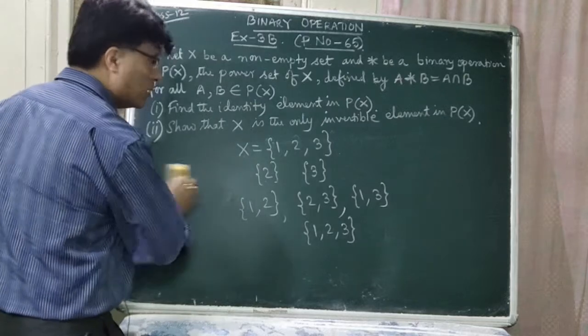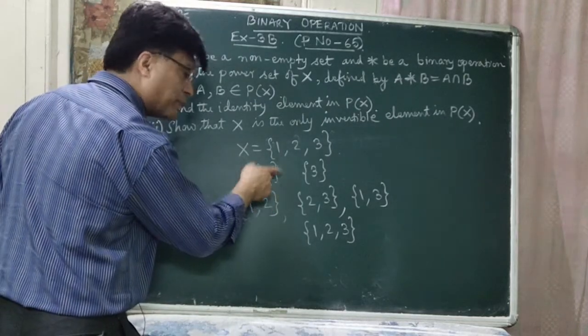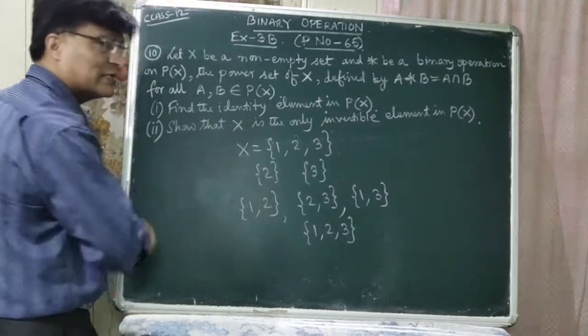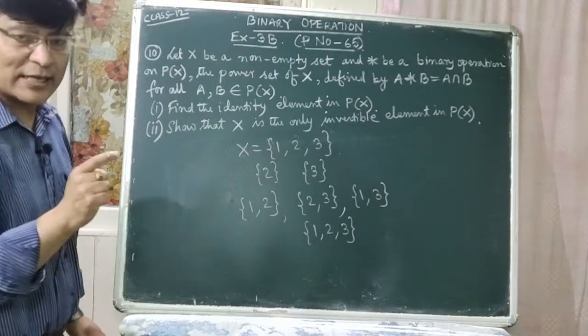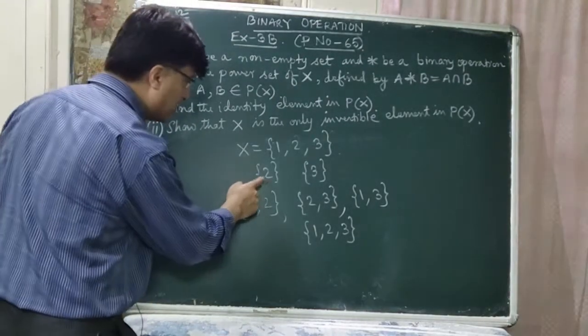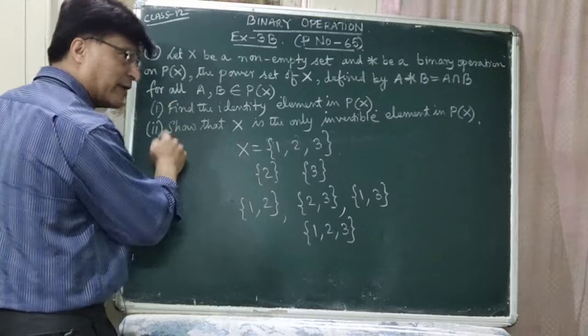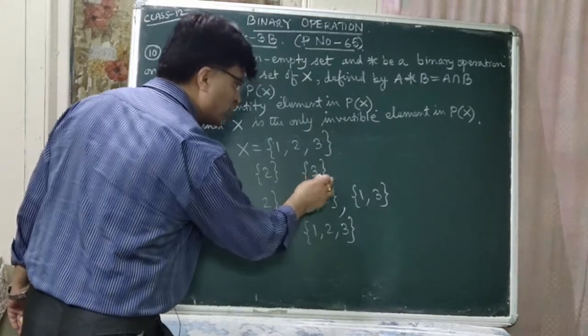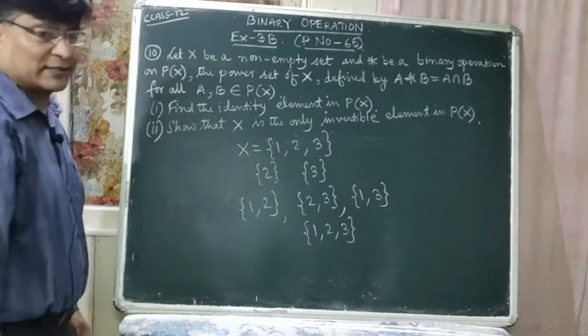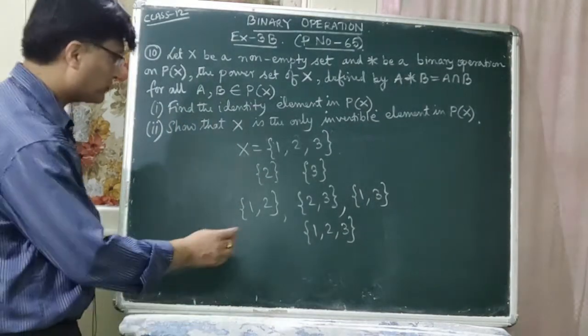Is that clear? This {2} is also a subset of X because this is a set. Once you write it within brackets, it becomes a set. So {2} is also a subset of X. {3}, this is a set. This {3} is also a subset of what? X. Is that clear now?